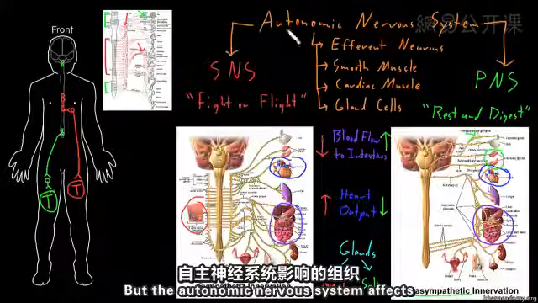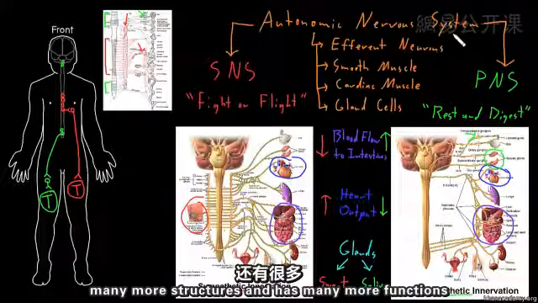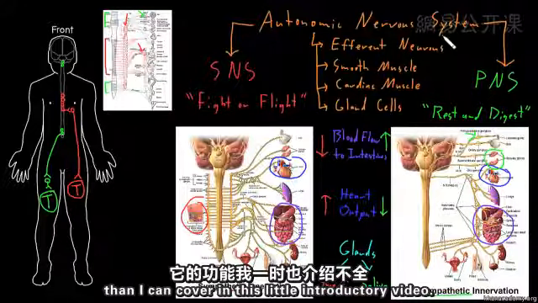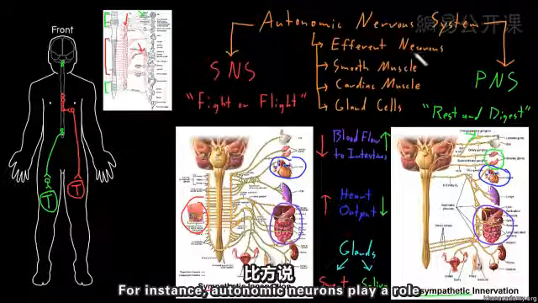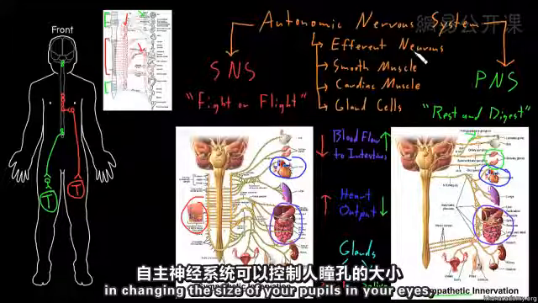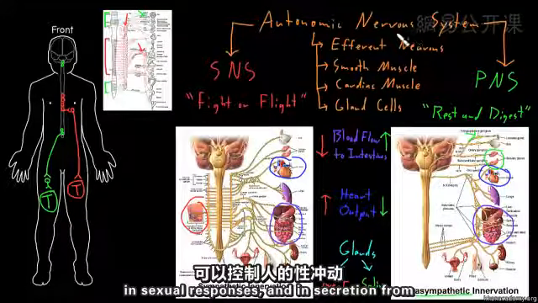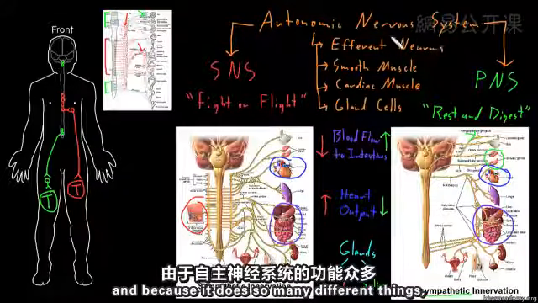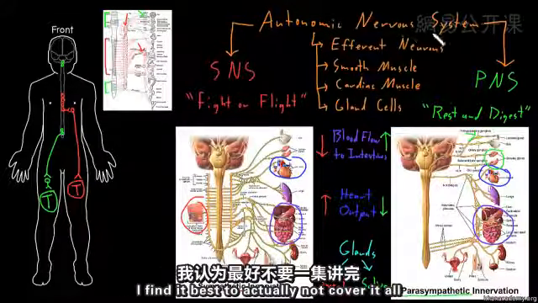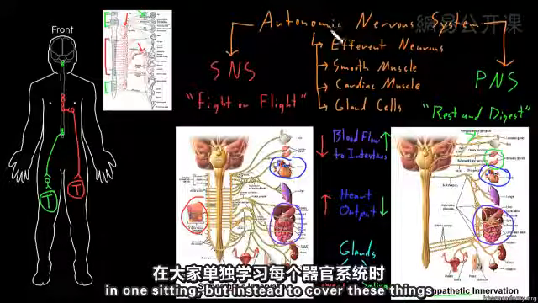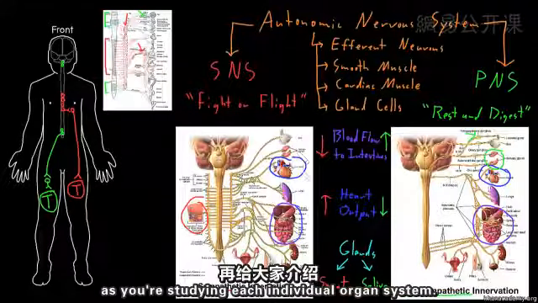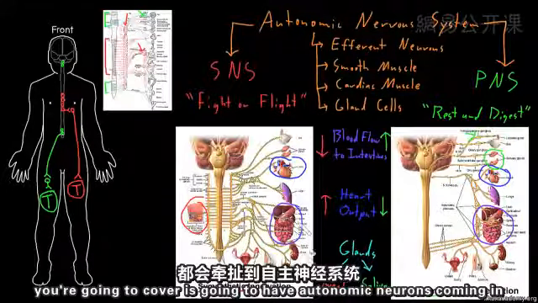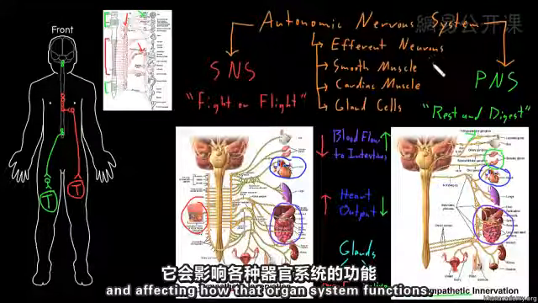But the autonomic nervous system affects many more structures and has many more functions than I can cover in this little introductory video. For instance, autonomic neurons play a role in changing the size of your pupils in your eyes, in sexual responses, and in secretion from a whole bunch of other glands. And because it does so many different things, I find it best to actually not cover it all in one sitting, but instead to cover these things as you're studying each individual organ system, because almost any organ system you're going to cover is going to have autonomic neurons coming in and affecting how that organ system functions.